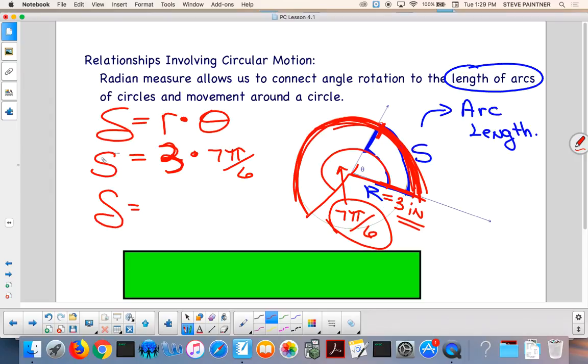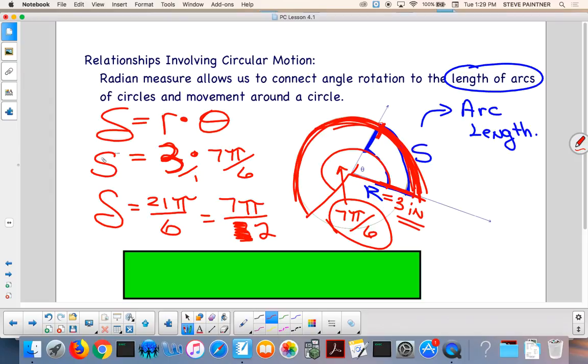Who can do that in their head? 21 pi over 6. Sorry, that doesn't look good. Try that again. 21 pi over 6. But you can reduce that answer to what? 7 thirds? 3 goes in there 2 times, right? 7 over 2. My fault. Okay, 7 halves pi is the answer.